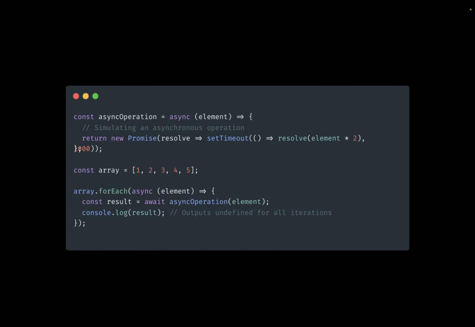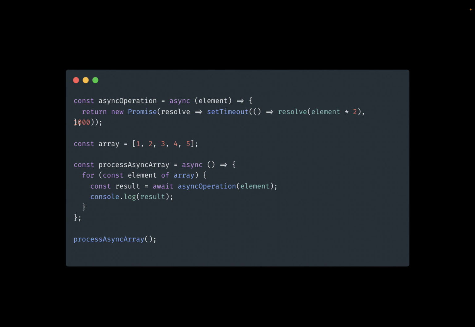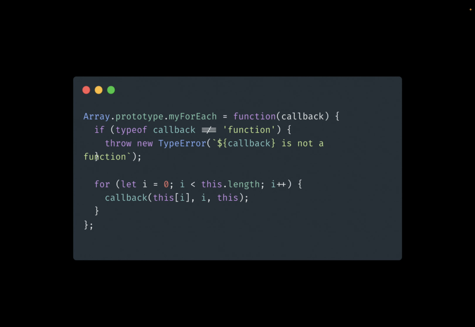To handle asynchronous operations with ease, it's recommended to use the for...of loop, which respects the asynchronous nature of the tasks. Let's revisit the previous example using for...of. Now, the output will be the expected doubled values of each array element, as the for...of loop handles asynchronous operations gracefully. While modern JavaScript environments support forEach, understanding its underlying implementation is insightful.